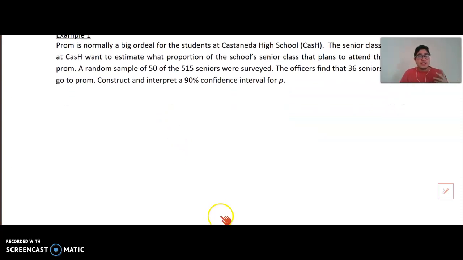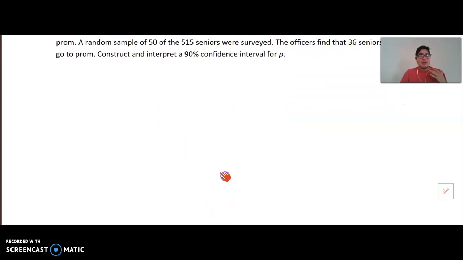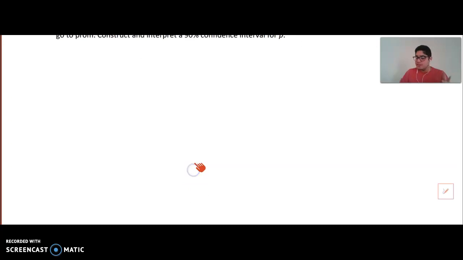So let us go ahead and start the PANIC. You can do this in a multitude of ways. You can write out the letters. Your teacher might use state, plan, do, conclude. I'm just going to PANIC with my students. So the first thing for PANIC is the P. We need to talk about what parameter we are estimating.